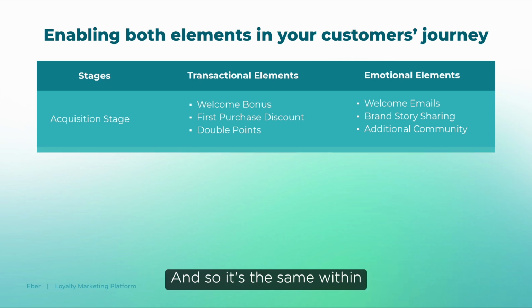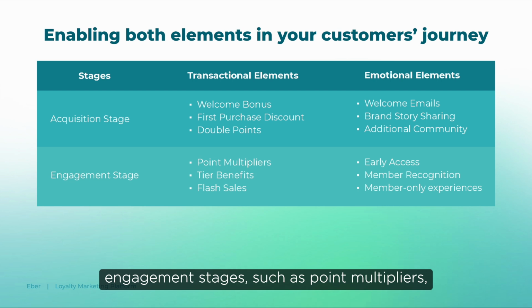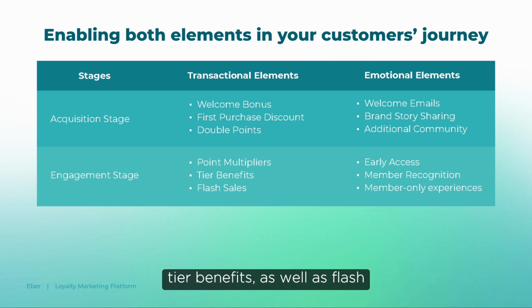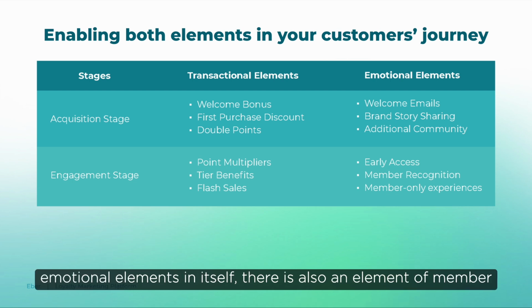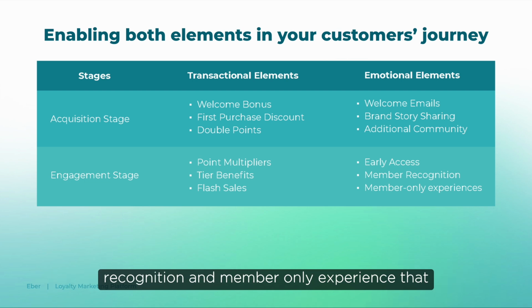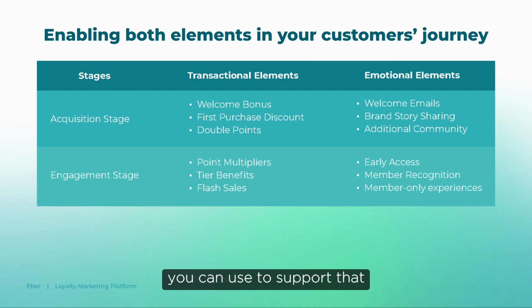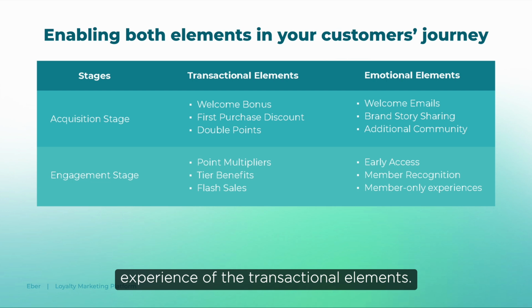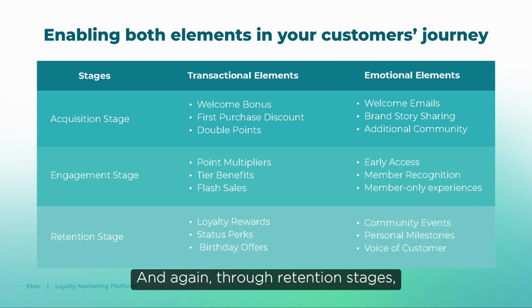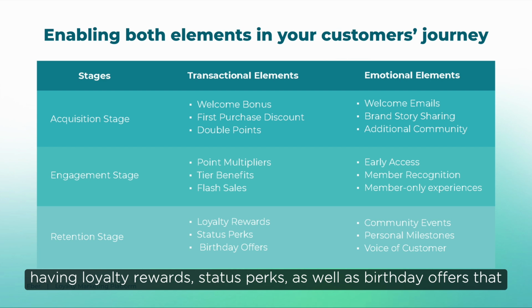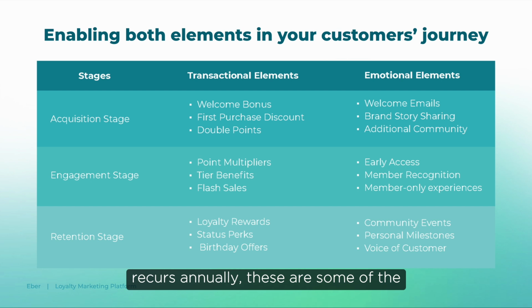It's the same within engagement stages, such as point multipliers, tier benefits, as well as flash sales, which provide immediate transactional elements. But within emotional elements, there is also member recognition and member-only experiences that you can use to support the transactional elements. And again, through retention stages, having loyalty rewards, status perks, as well as birthday offers that recur annually. These are some of the things that you can supplement within the emotional element context.